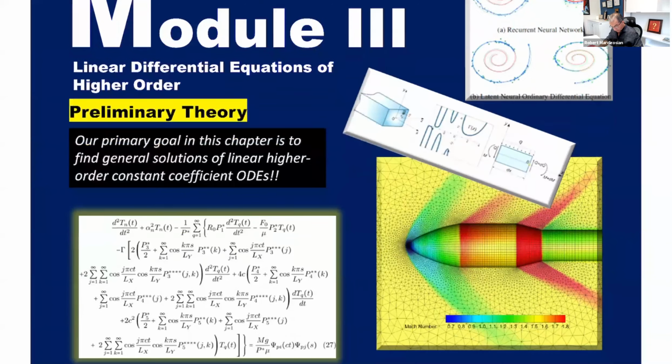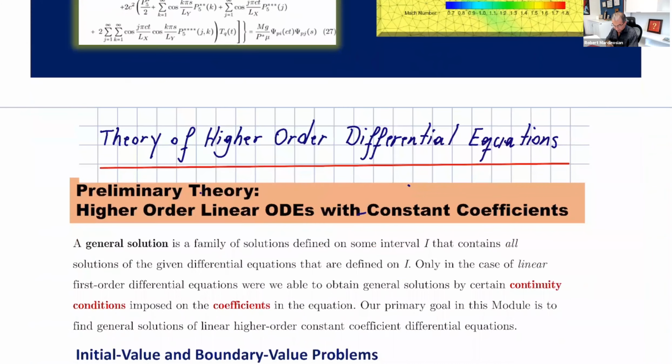So again, the preliminary theory is just the theory of higher order differential equations. We're going to see basically the theory behind them, and how we can use this to solve higher order differential equations. To solve it, the goal is to find a general solution. So what we're going to do is go over some theorems, and then at the end, do some examples of solving it.